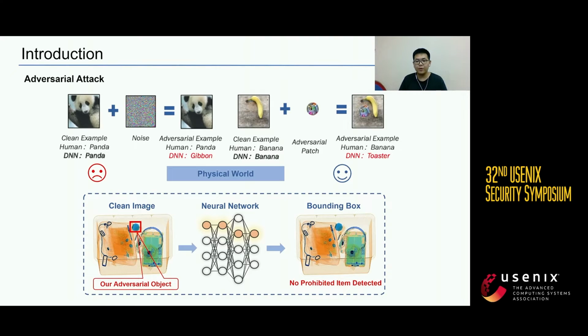In this paper, we take the first step in physical world adversarial attacks on the X-ray prohibited item detection scenario, to deceive the detector to wrong predictions by strategically placing adversarial objects around the prohibited item.